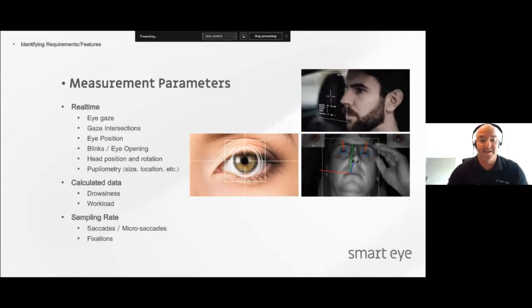Sometimes an estimated gaze with lower accuracy is acceptable, which can often save cost. But there are many other factors that should also be considered. For instance, if you are interested in saccades or microsaccades, you should consider a system that offers a higher sampling rate. Sampling rates can range from 30 Hertz to over 1,000 Hertz.